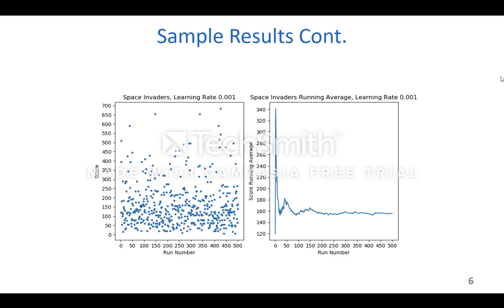DQNs are very effective at learning environments, and they can be generalized to learn many different environments, but they can take a very long time to train, especially as the complexity of the environment increases.